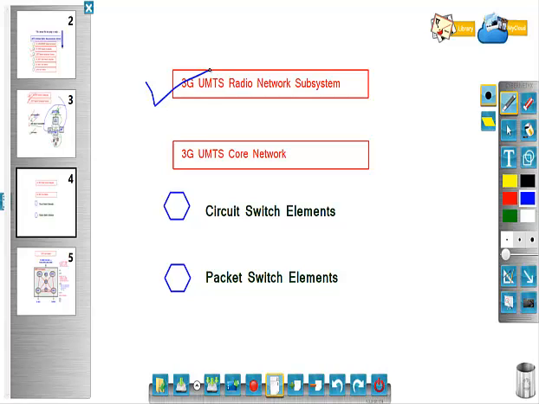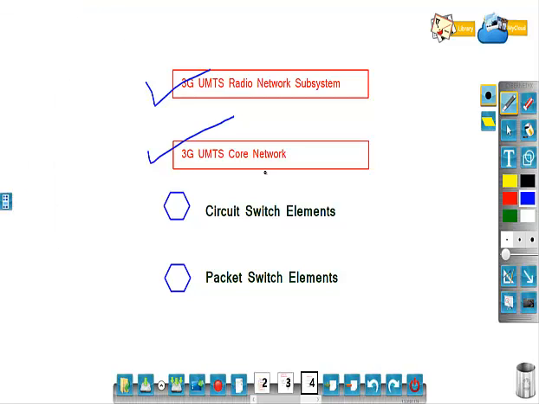So what is this? This is the section of the 3G UMTS WCDMA network that interfaces to both the UE and the core network. The overall radio access network, that is collectively all the radio network subsystems, is known as UTRAN, the UMTS radio access network. The radio network subsystem is also known as the UMTS radio access network or UTRAN, which we have already covered. So the next one is the 3G UMTS core network.